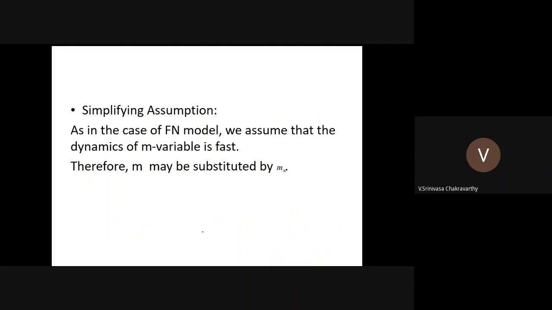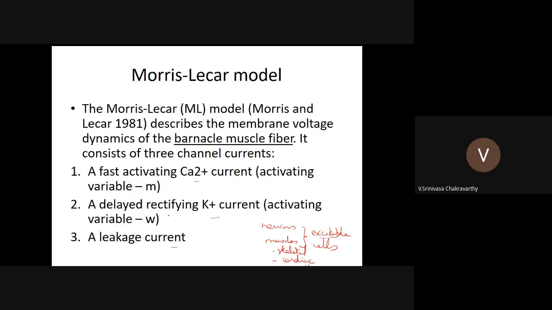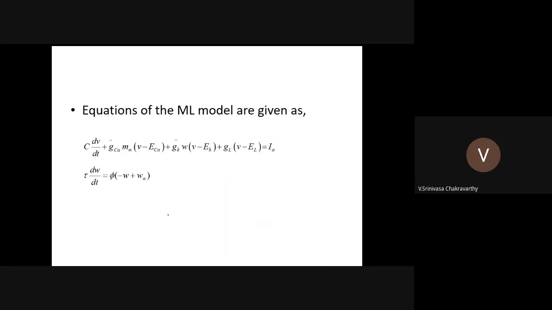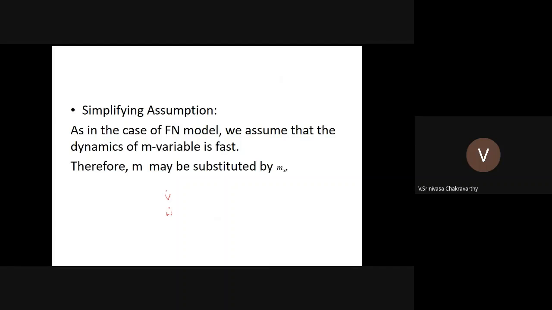So therefore, let us look at how this works. Like before, here also you have a voltage equation. For potassium, the potassium current is W, that is the notation for it, and then there's a leakage current which is all constant, right? It's a constant current, I mean constant conductance.